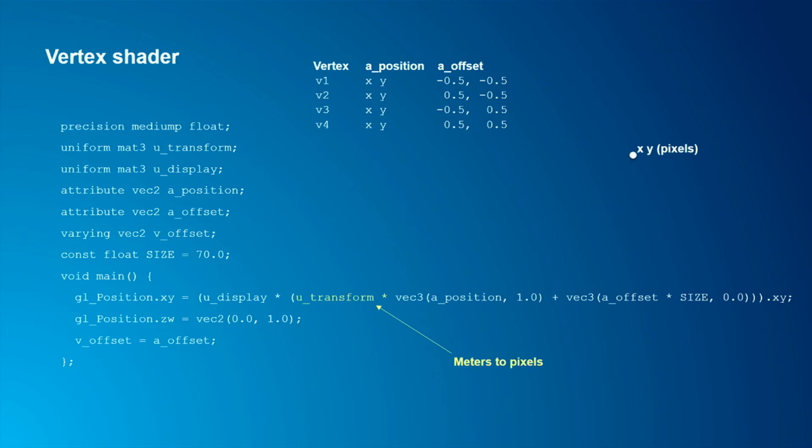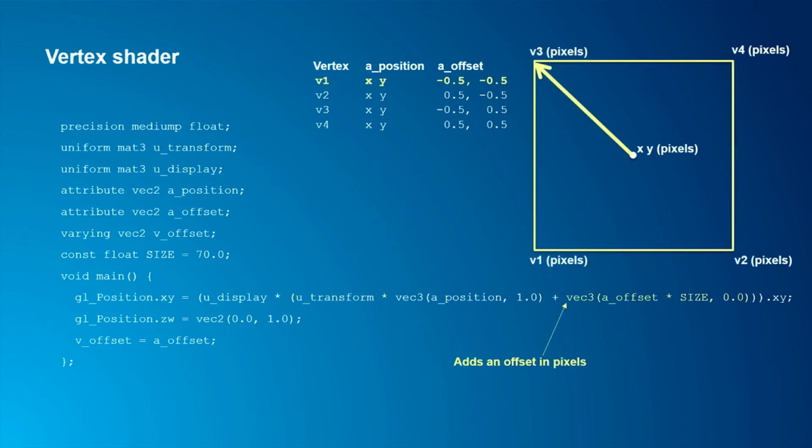to pixels. Then we offset the vertex in the direction of A offset scaled by size, which is 70. And since A offset has coordinates like 0.5 and minus 0.5, this has the effect of displacing the vertices 35 pixels from the center, left, right, top, and bottom. And we end up with 70 by 70 pixel markers as we wanted.